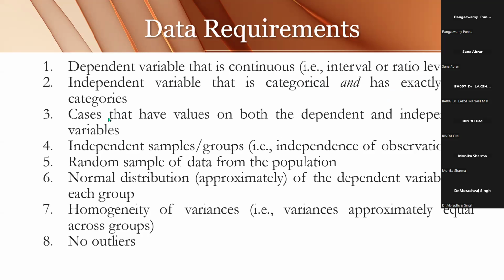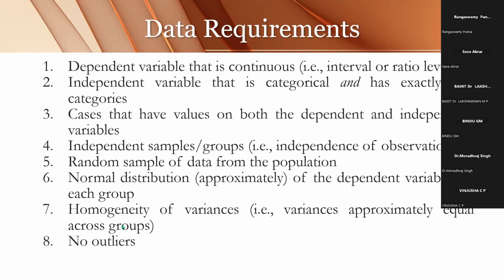Two categories basically means nominal data. Whenever you have ordinal data, one can go with a non-parametric test; I'll discuss it later on. Now, the cases must have values on both the dependent and independent variables. The dependent variable must have data, and the independent variable must also have data with two categories. The common assumptions are random sample, independence of observation, and normal distribution.